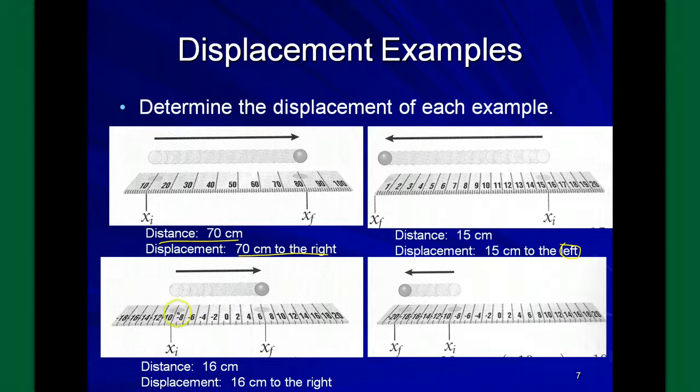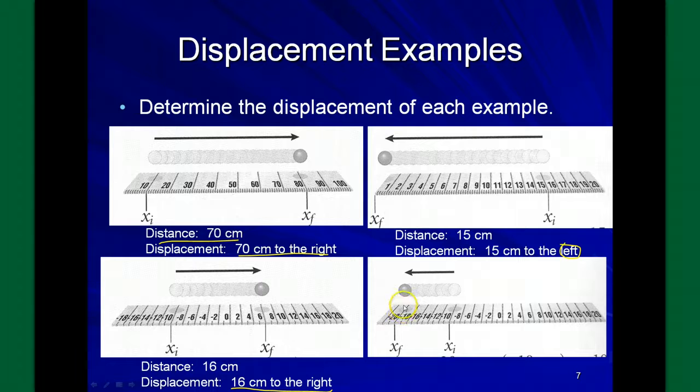16 centimeters is also what we're going to get here. I'm sorry, we had 15. 16 centimeters is what we'll get here because the final position is 6 and the initial position is negative 10. 6 minus a negative 10 is a positive 16. So that's why we would say the displacement is 16 centimeters to the right.